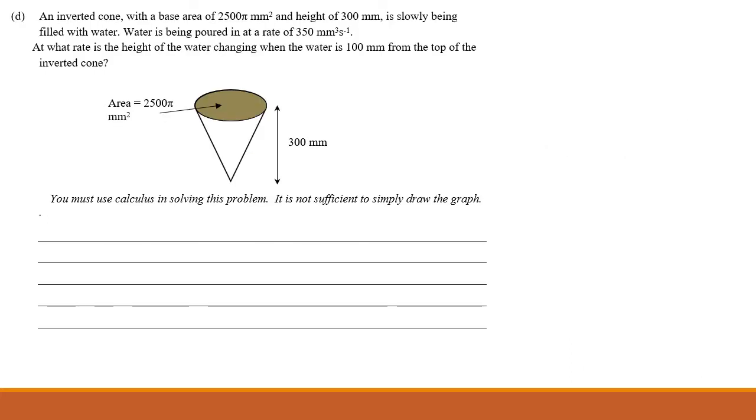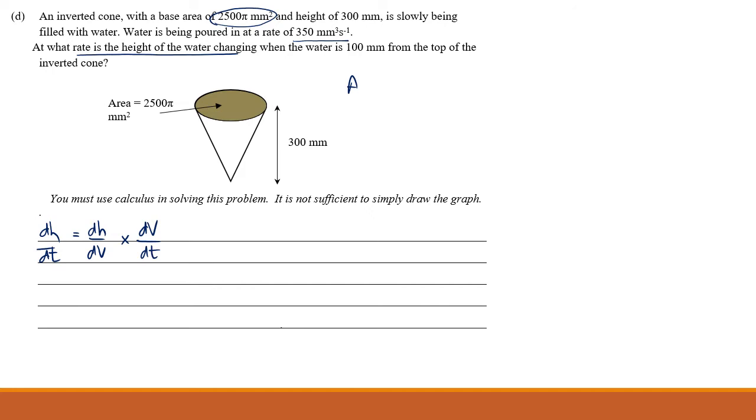So this question here, we're trying to find the rate at which the height is changing. So we're trying to find dh by dt. Now to do that, we're going to find dh by something times by something over dt. Now the dt we're given is it's poured at a rate of that. That's a volume, so that's dv. So dh by dv.